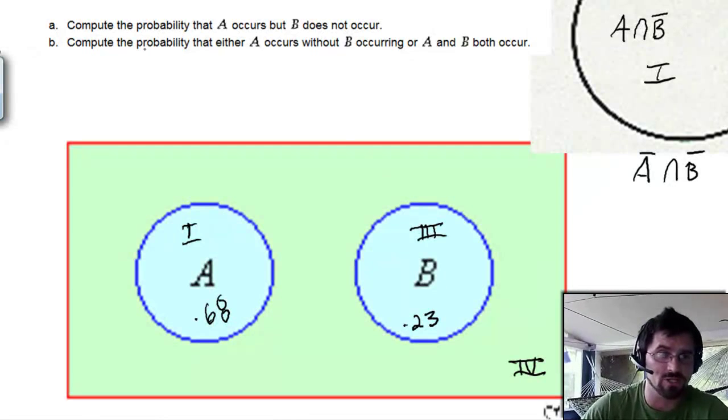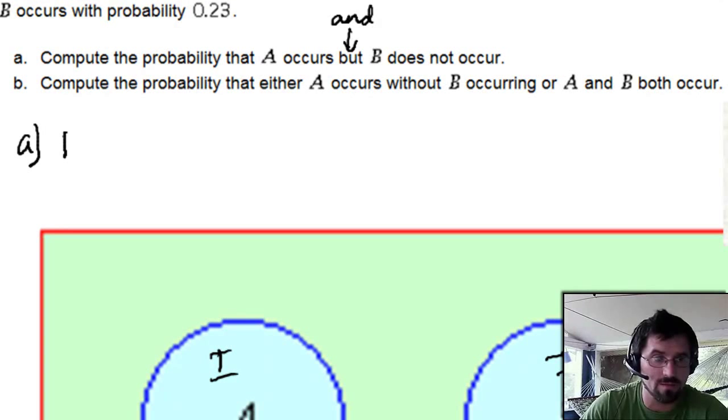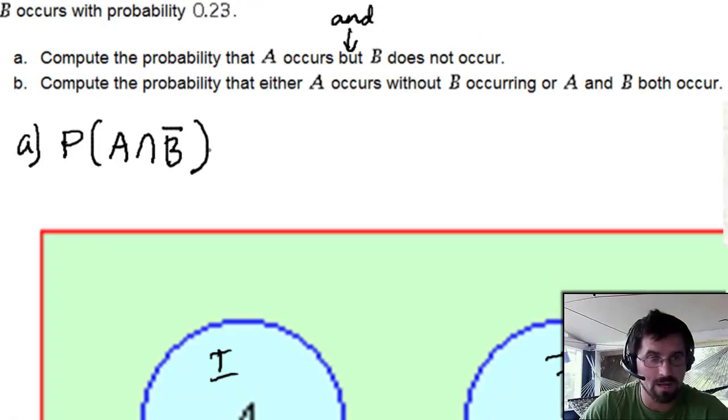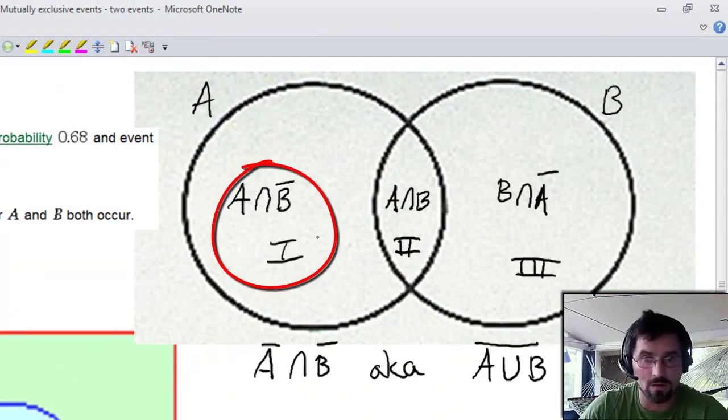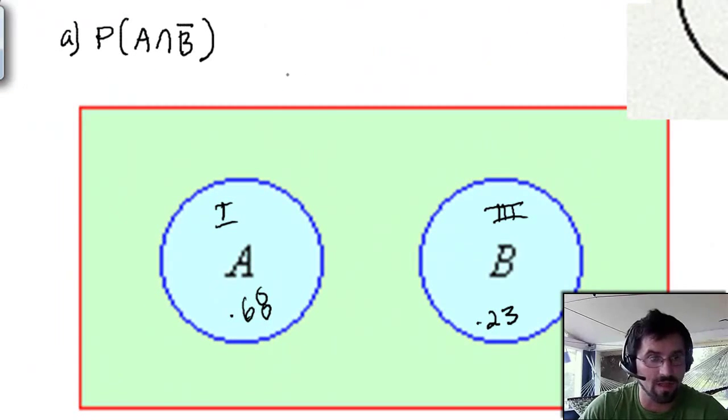So given that information, we can compute the probability that A occurs and B does not. Notice it says but here, but is the same as and. So symbolically I can write the question A as find the probability of A and not B. Now normally that's region 1 in the Venn diagram. Well here region 1 is the complete circle, so the answer is just 0.68. And why is that? Because A intersects not B throughout all of A.